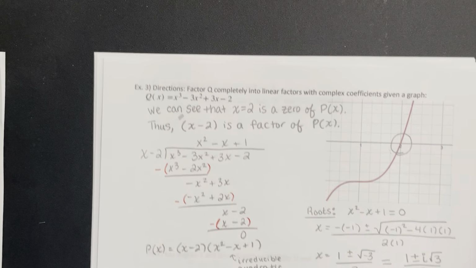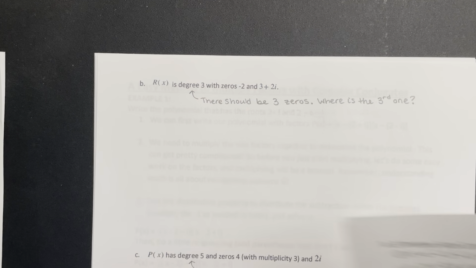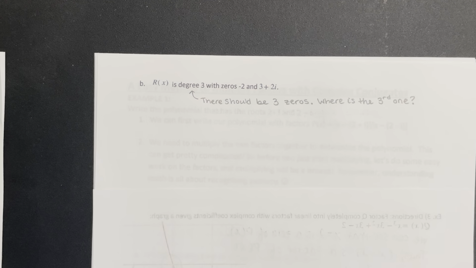There are two more examples here. R of x, in this case, is degree 3. It has zeros at negative 2 and 3 plus 2i. So we know that it should have 3 zeros. We've been given 2 of them. We have to figure out, well, where is the third one?